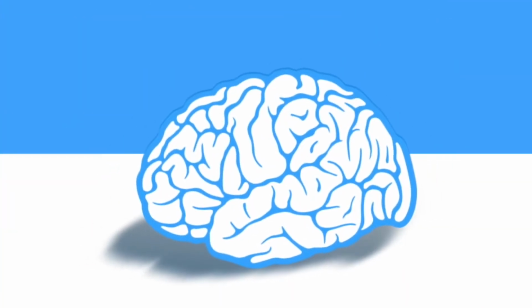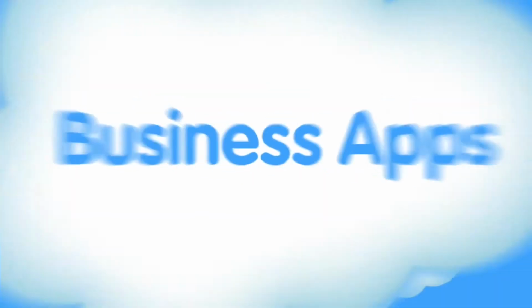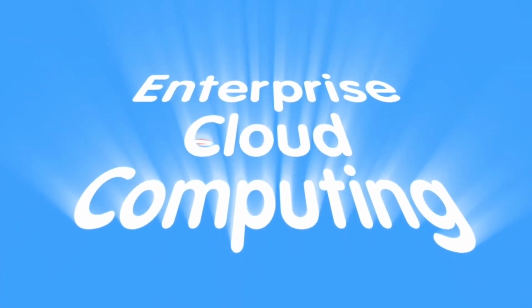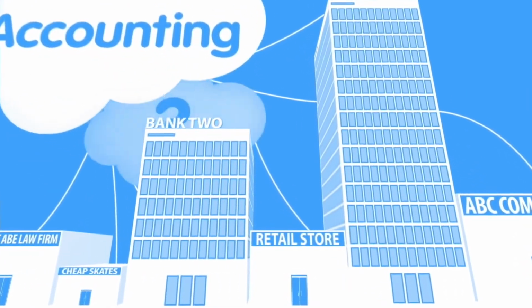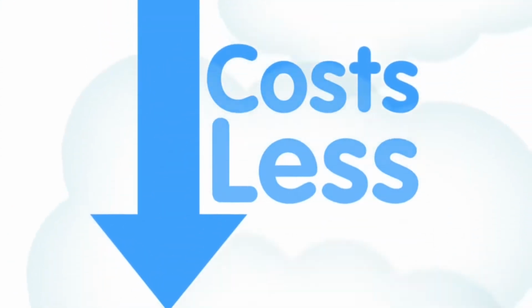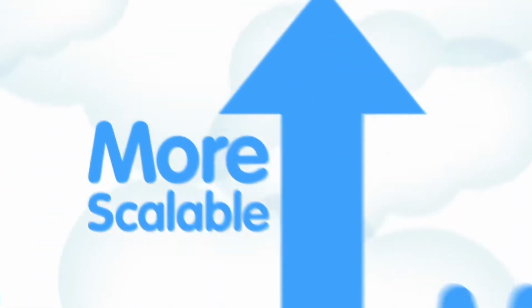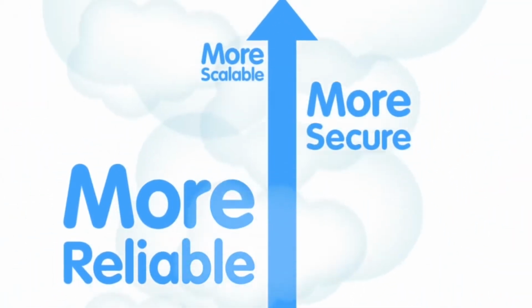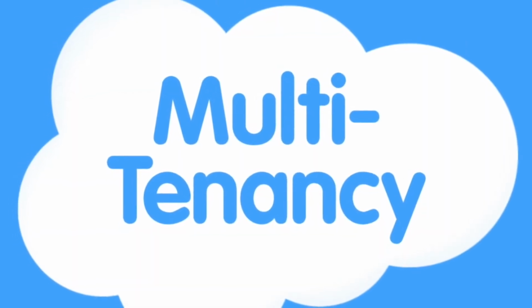This model is so much better, it's changing the way we think about software. Not just for consumer apps, it's also being used for business apps. We call this enterprise cloud computing. Businesses are running all kinds of apps in the cloud these days, including custom-built apps. Why? Because you can be up and running in a few days, which is unheard of with traditional business software. They cost less because you don't need to pay for all the people, products, and facilities to run them. And it turns out they're more scalable, more secure, and more reliable than the vast majority of apps out there. Here's why. They're based on an architecture called multi-tenancy.